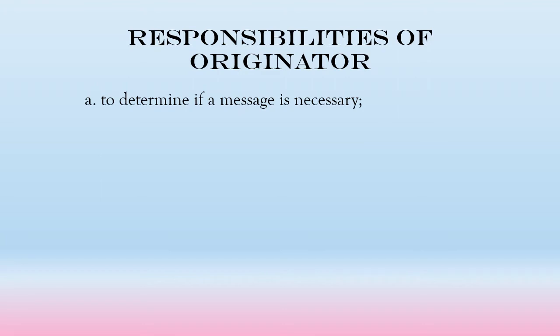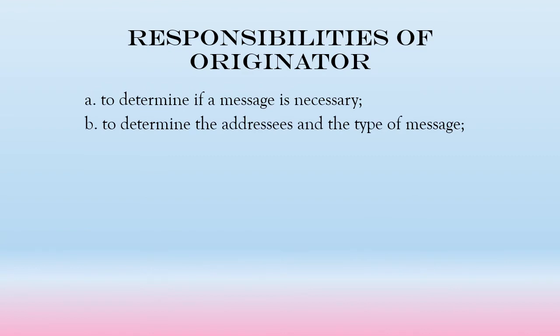Okay? B, to determine the addressees and the type of message. Okay? It is the responsibility of the originator to determine the one to whom something is addressed. Okay? Or to whom the message will be sent. Kung kanino papunta. So it is his or her responsibility. And also, he or she has to know what type of message is to be sent, being sent, or have been sent. Okay? Naintindihan? So tatlo yung ginamit ko doon.